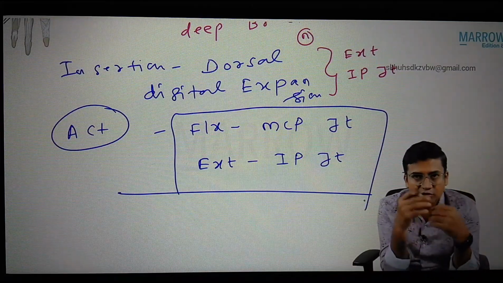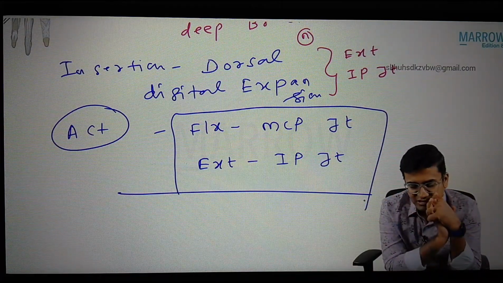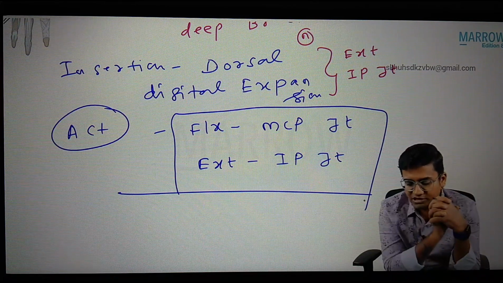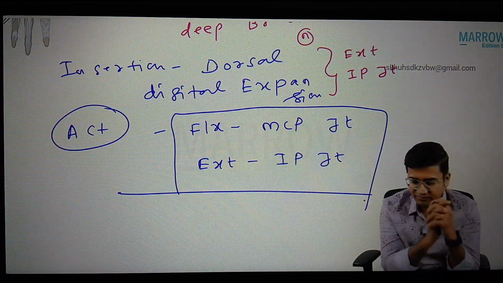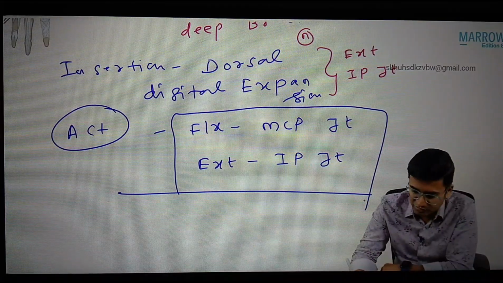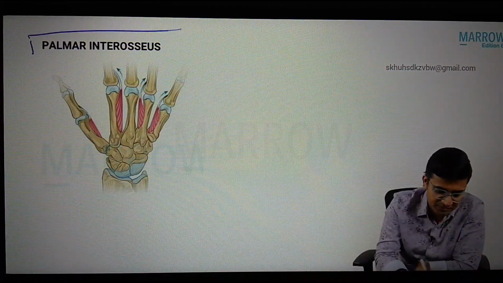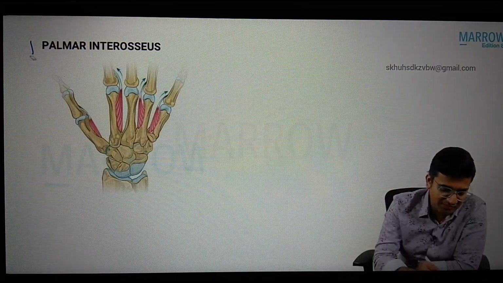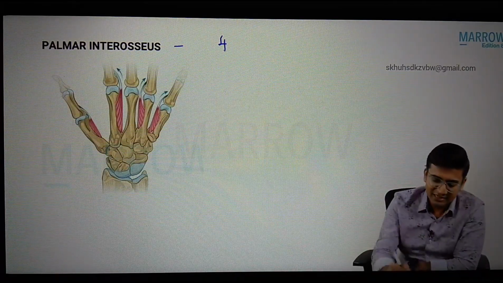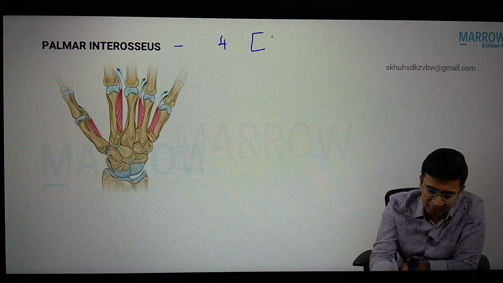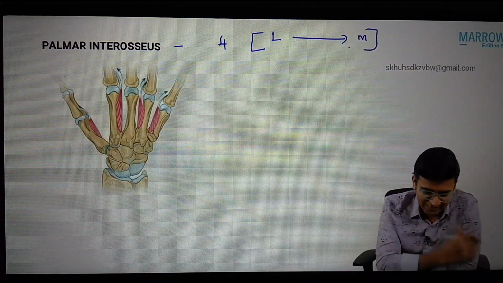This is a common action for lumbricals, palmar interosseous, and dorsal interosseous. All these three muscles do flexion of the metacarpophalangeal joint and extension of the interphalangeal joint. Clear? Right. So that's all about our lumbricals. Next, palmar interosseous. Yes, we have 4 palmar interosseous. Again, they are named from the lateral to medial side. Okay, now see the diagram.